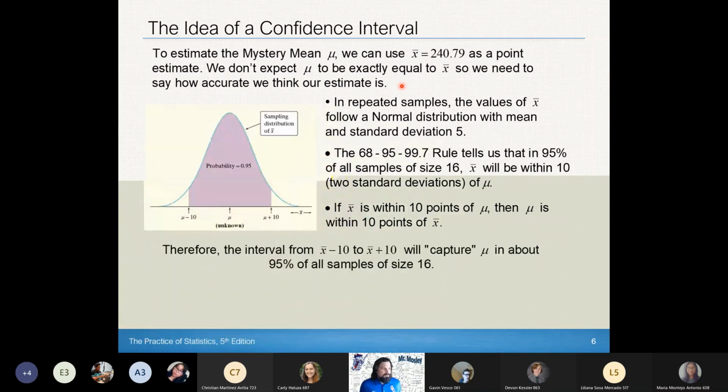Therefore, the interval from X bar minus 10 to X bar plus 10 will capture, this is an important word to use, right? This interval, think of it as like a fence, says, okay, the mean of our population is within this fence. Right, so it captures mu in about 95% of all samples of size 16. So now mu has a little bit of space to run around in, but we know it's in there somewhere. We're 95% confident it's in there somewhere.